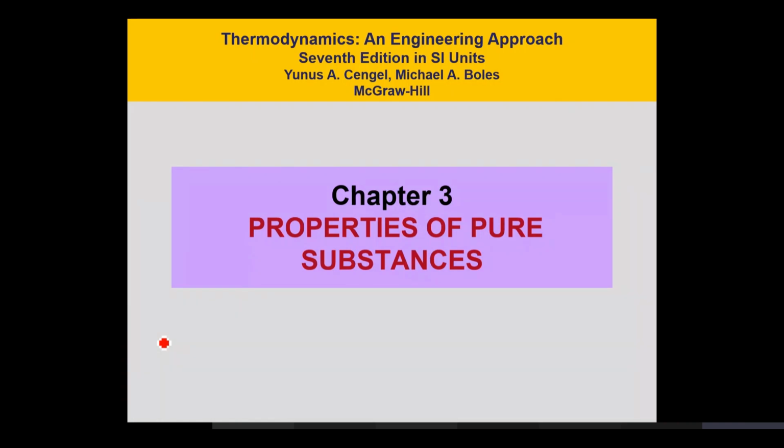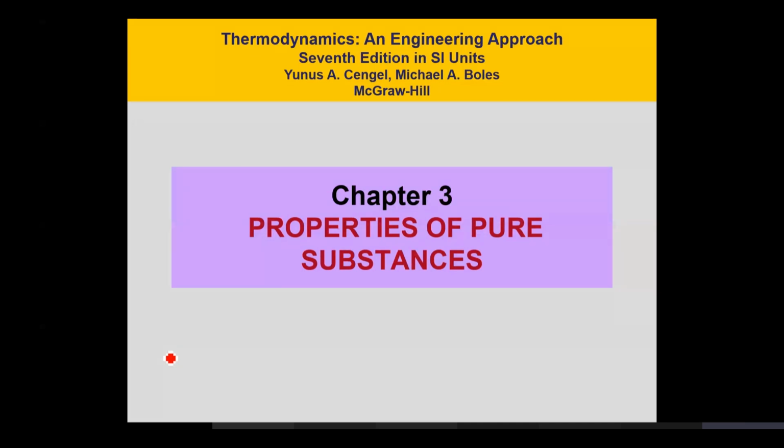We'll start with chapter 3. The initial phase is about pure substances, understanding what a pure substance is, and how you define a pure substance or a pure mixture. This would be followed by the phase change processes, and the focus of this chapter is on the property tables. So essentially we'll be looking into the property tables, and I would recommend that for this chapter you should have your tables with you. It's better if you have them in hard form.